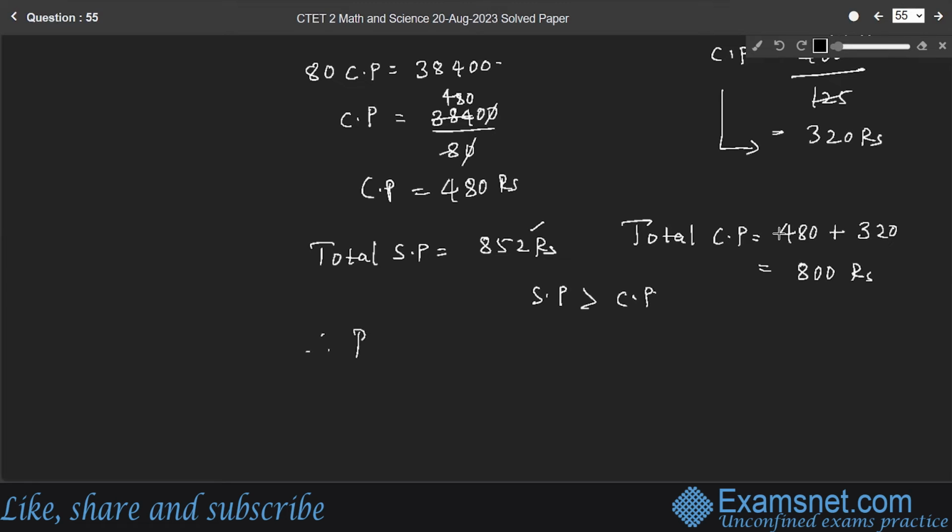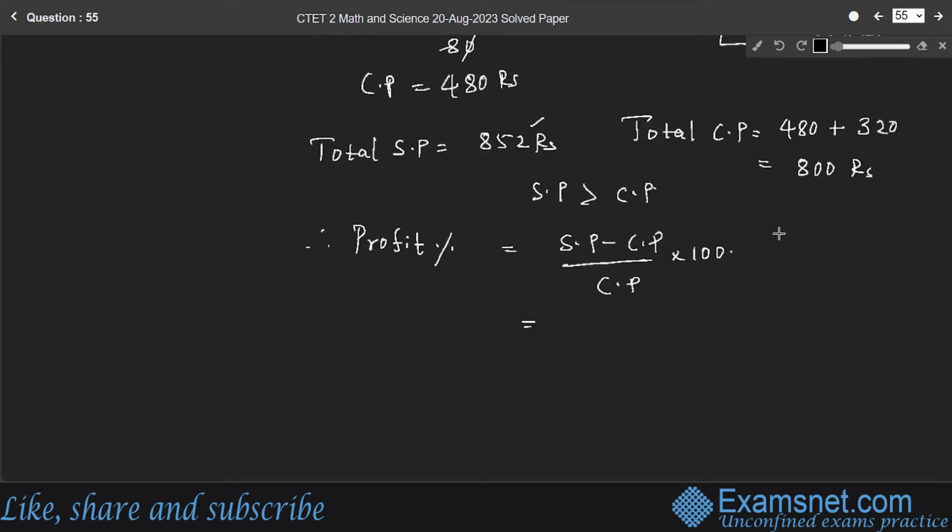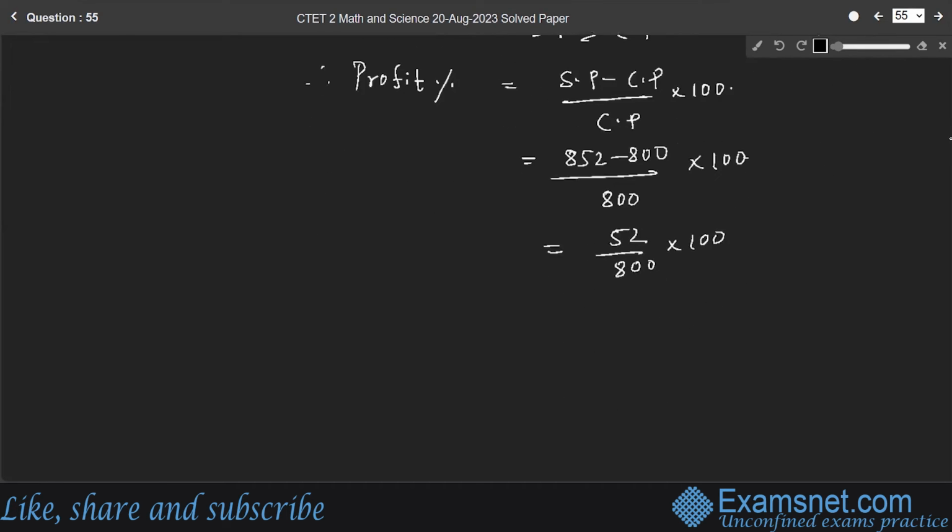Therefore, profit percentage is selling price minus cost price over the cost price into 100. Very simple calculation. So selling price is 852 rupees minus 800 over cost price is 800 into 100. So 52 by 800 into 100. So 100 into 8. So 52 by 8.